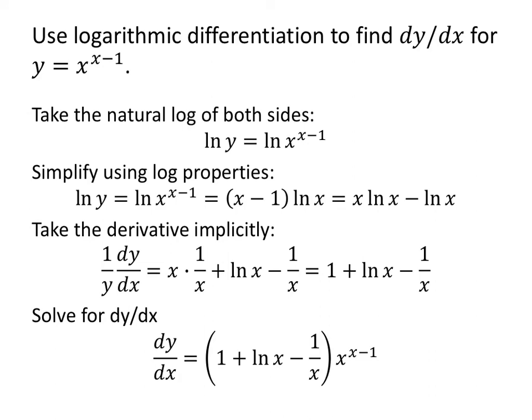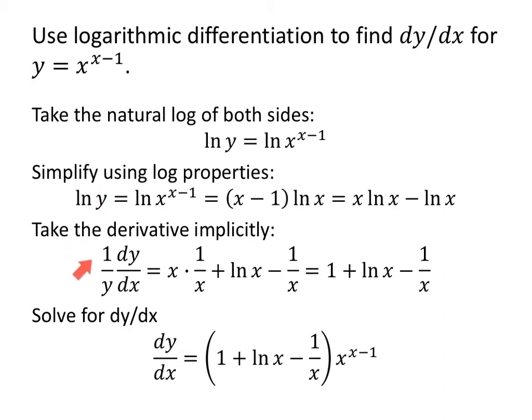We can use logarithmic differentiation to find dy/dx for y equals x to the x minus 1. So we'll take the natural log of both sides. Natural log of y equals natural log of x to the x minus 1. If we simplify using log properties, we can move that x minus 1 in front of the natural log, the power rule, and then we can distribute. So the natural log of y equals x natural log of x, minus the natural log of x.